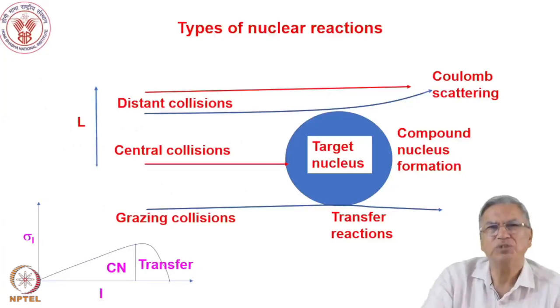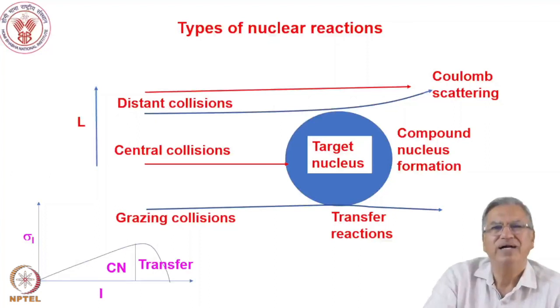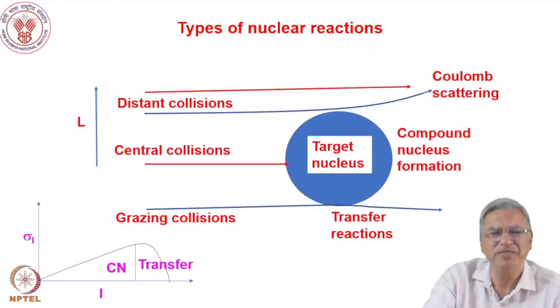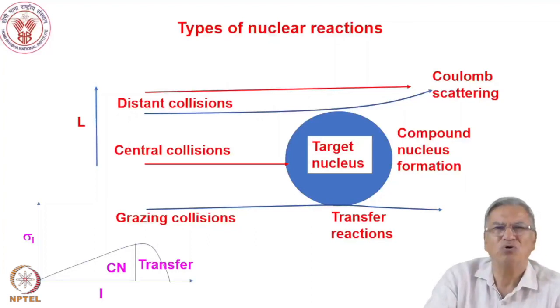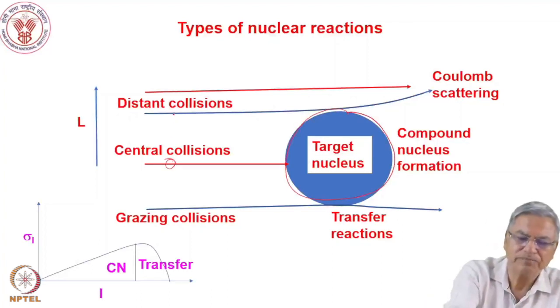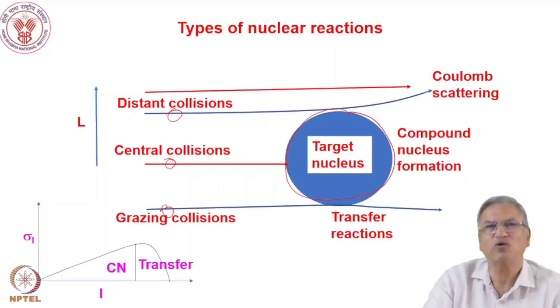You can also explain the different mechanisms that take place when a projectile bombards a target. And in fact, this is in the context of a projectile which is rather heavy compared to a neutron, a proton, and so on. So what I have drawn in the schematic is the target nucleus, and the projectile is coming at different distances from the center of the target.